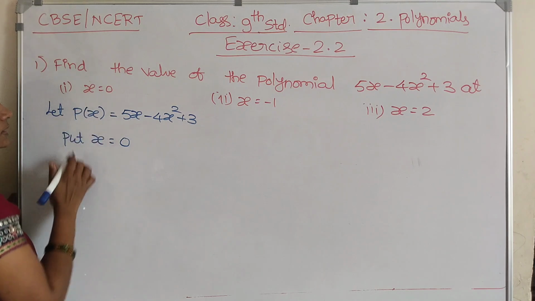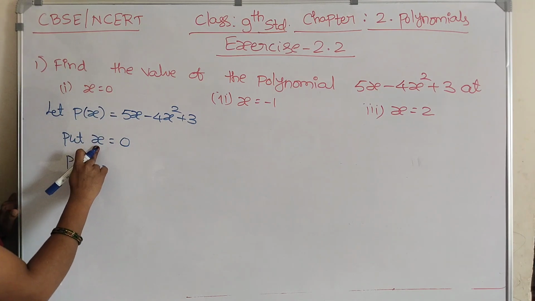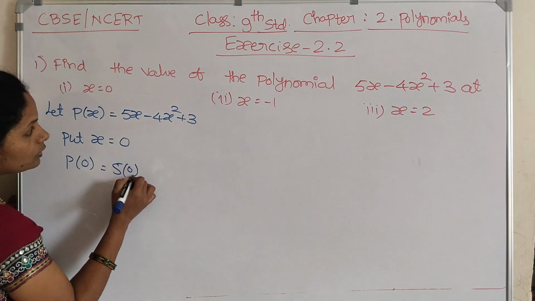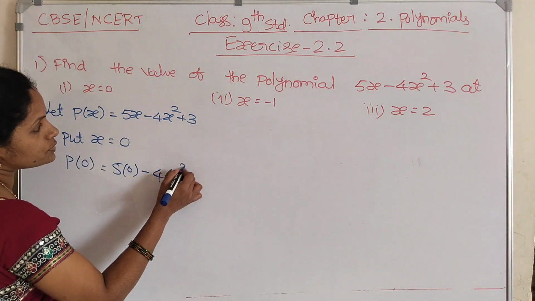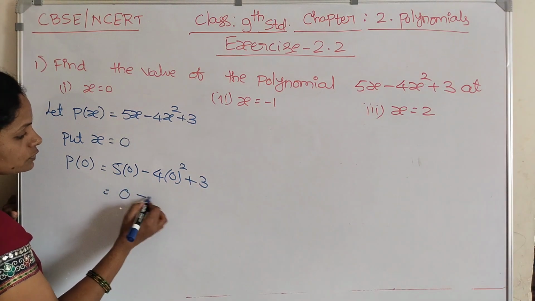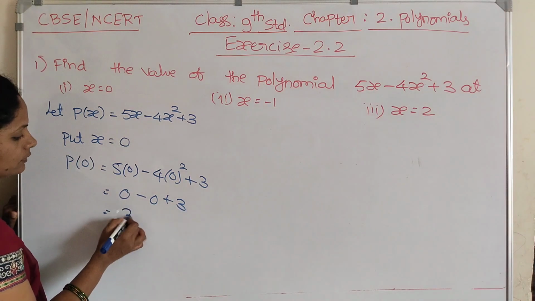If we put x is equal to 0, then P of 0 will be, wherever x is there, you have to substitute with 0. 5 into 0 minus 4 into 0 square plus 3. 5 into 0 is 0. Here also it is 0, plus 3. 0 plus 3 is 3.